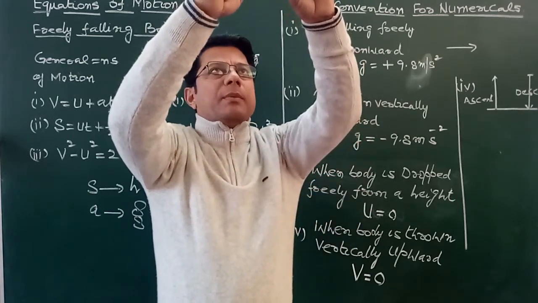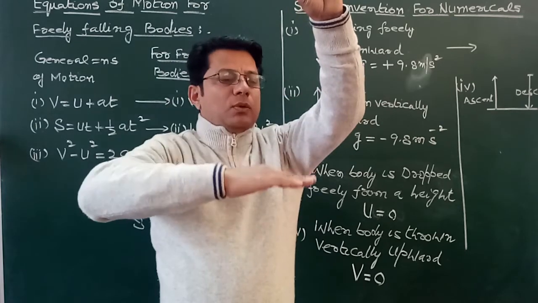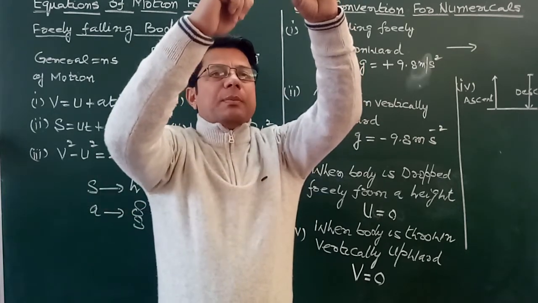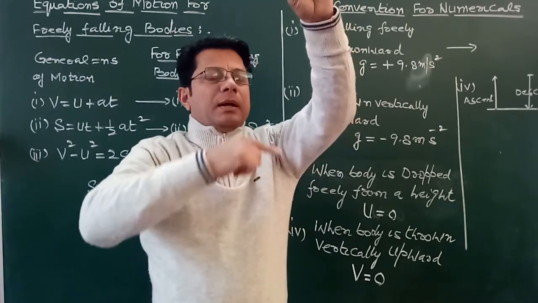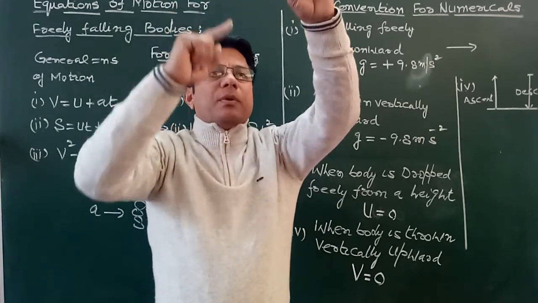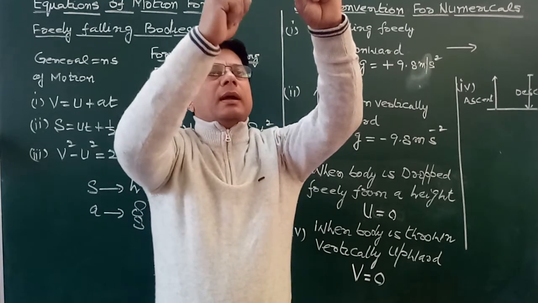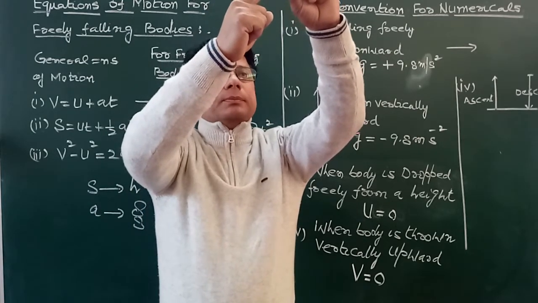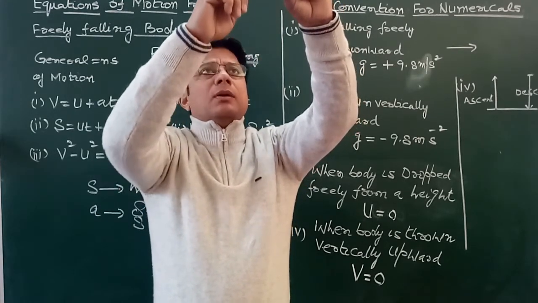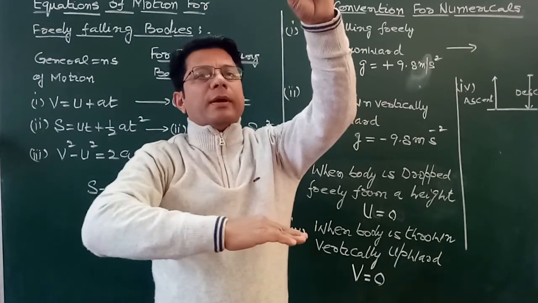And this chalk is coming back from this point to the same point. This is known as time of descent. And remember, time of ascent is equal to time of descent. Suppose it took 2 seconds from this point to this point, and this chalk will also take 2 seconds to fall from this height to the point of projection.